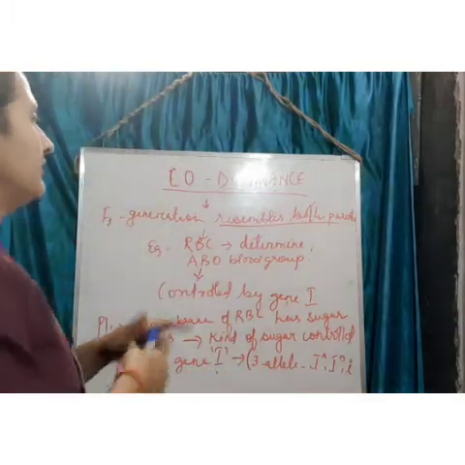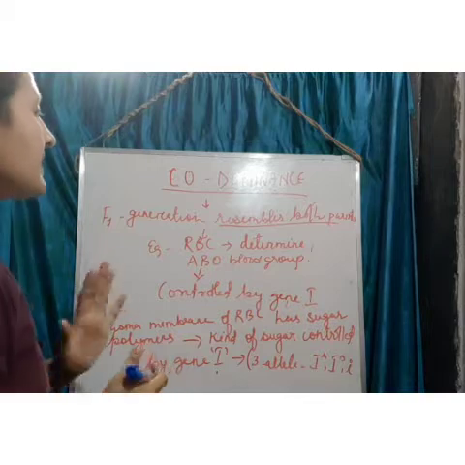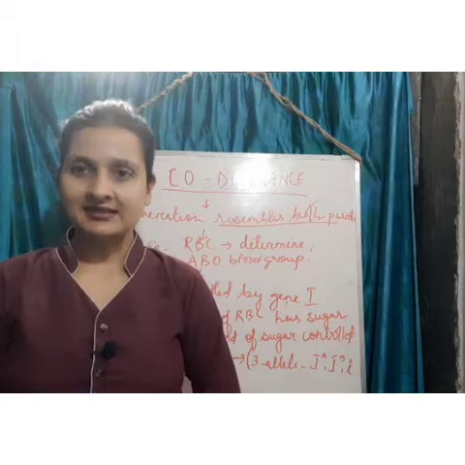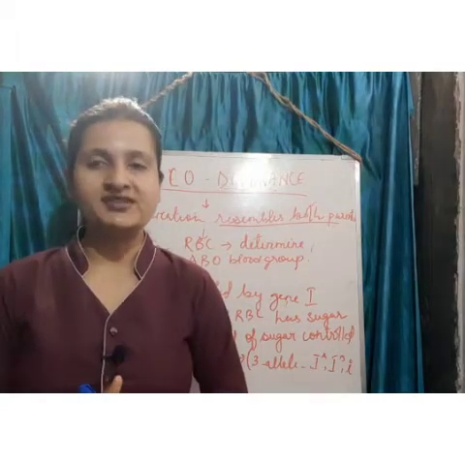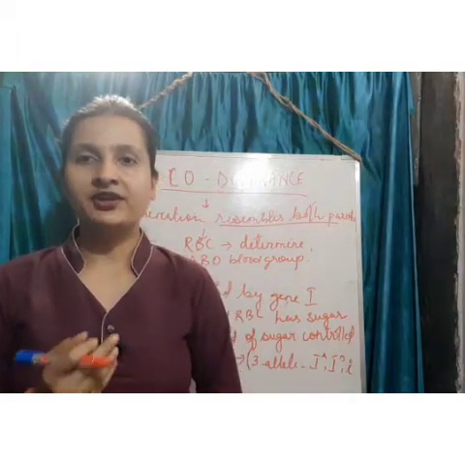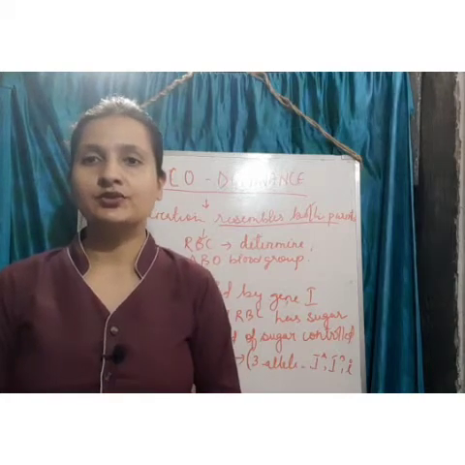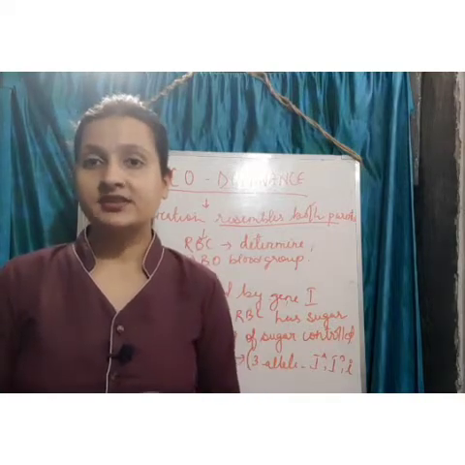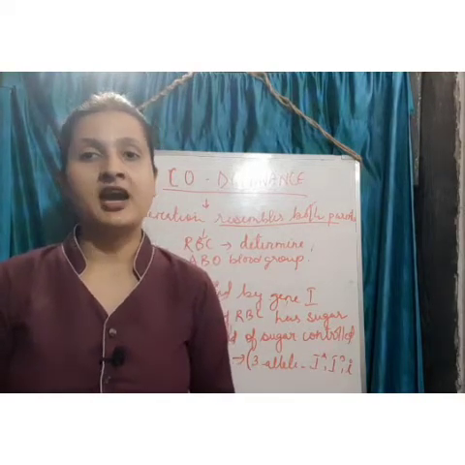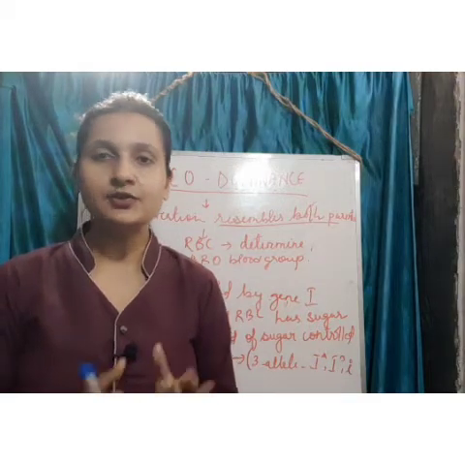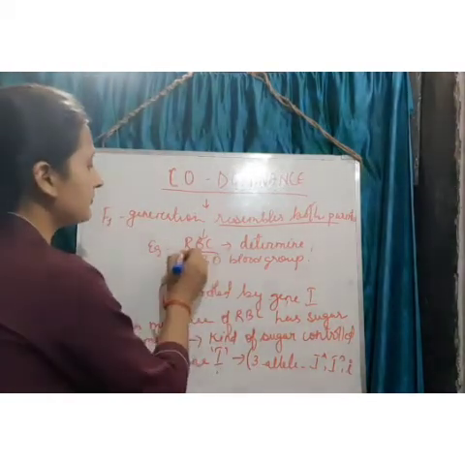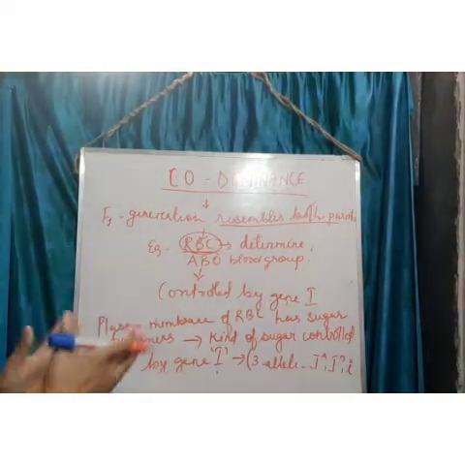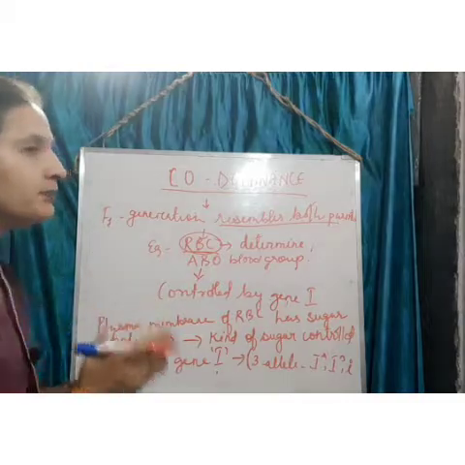The best example for codominance is the RBC, that is the red blood cells in human beings, and these red blood cells determine the ABO blood group. Whenever we go for a test to know the blood group, some have A positive, some have B, some have AB, some have O blood group, right? That is all determined by the RBC. So the ABO blood group is controlled by a gene.